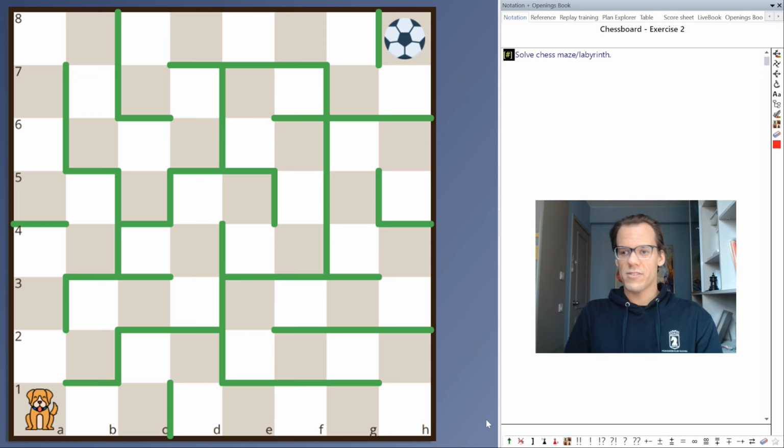Then you can prepare some kind of maze or labyrinth. I'm a big fan of labyrinths. I always drew them since I was young. So you can do one on the chessboard.